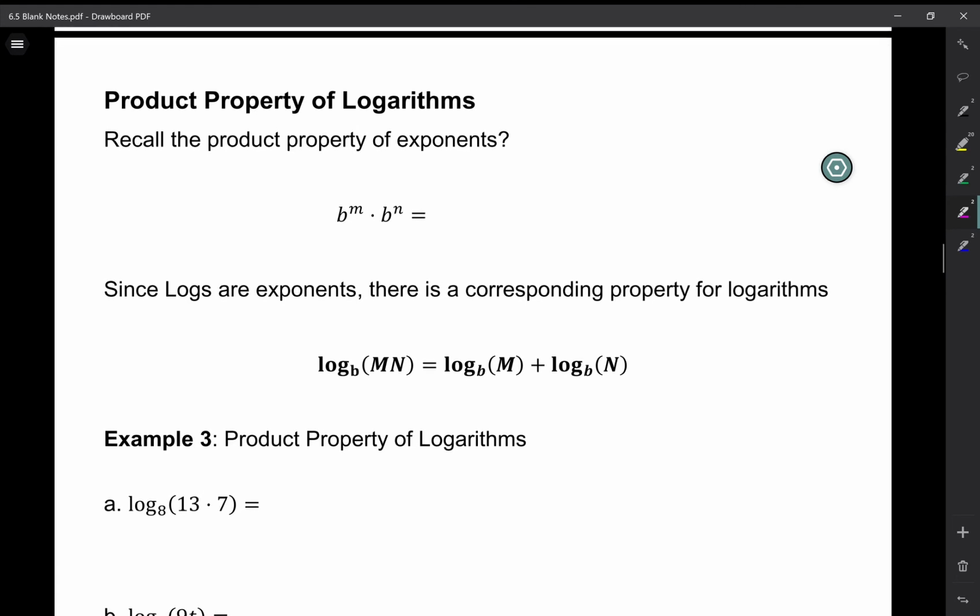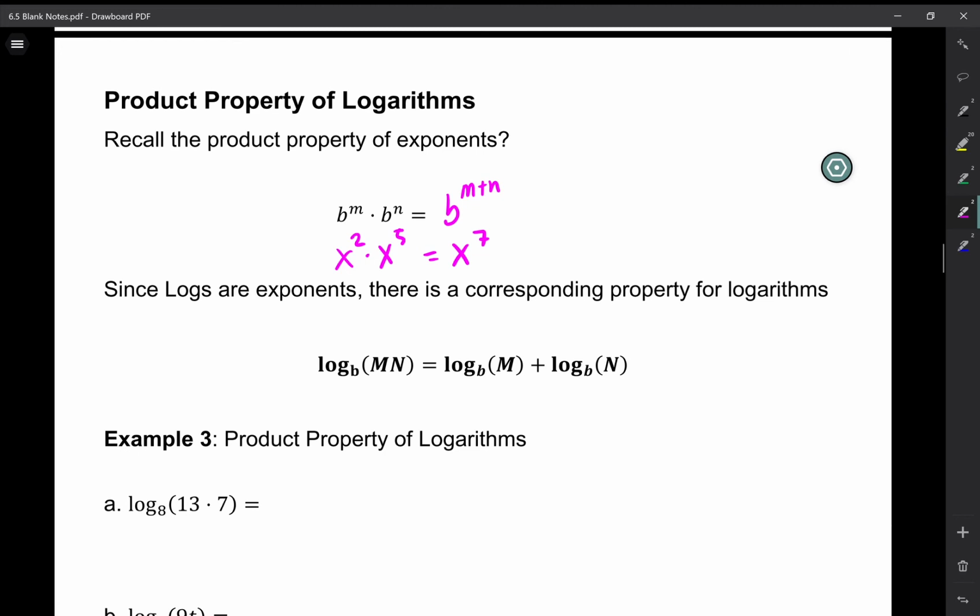Let's talk about the product property of logarithms. Let's recall the product property of exponents, and maybe that'll help us. If we have b to the m times b to the n, we get b to the m plus n. This is like if we had x squared and multiplied it by x to the 5th. We would get x to the 7th. That's what we're talking about here.